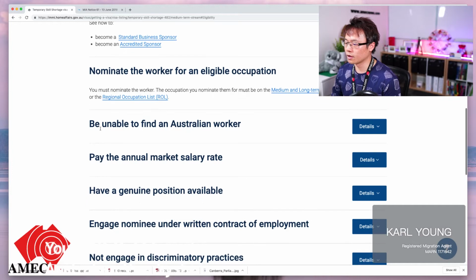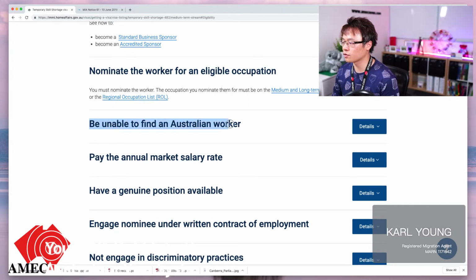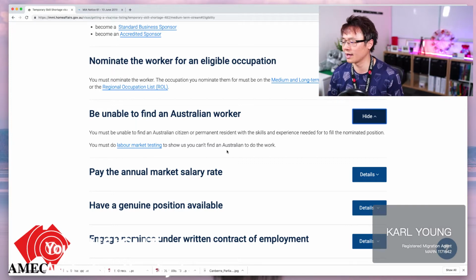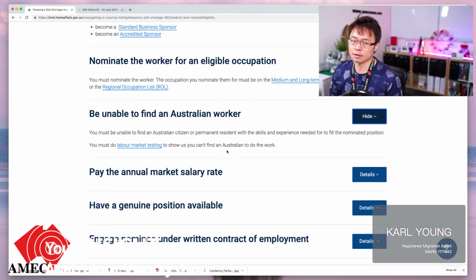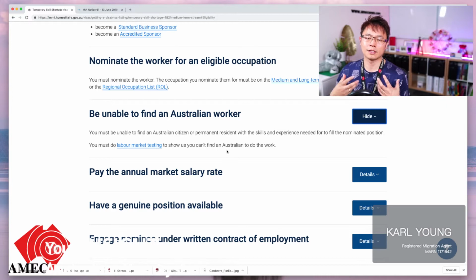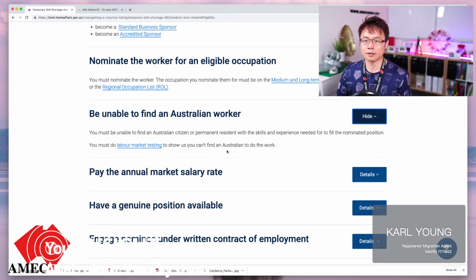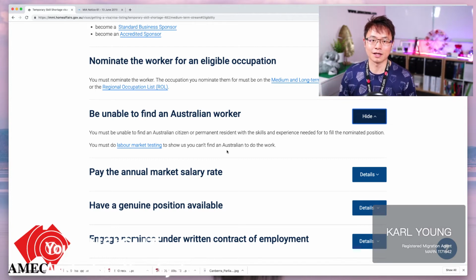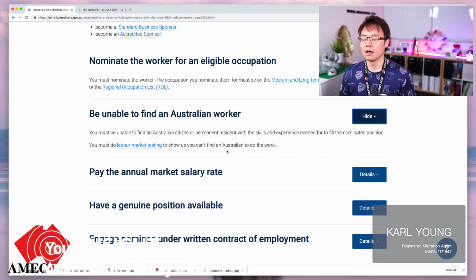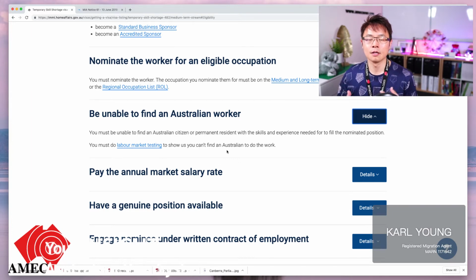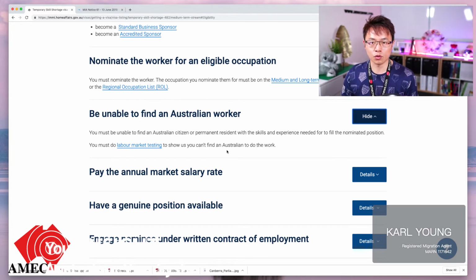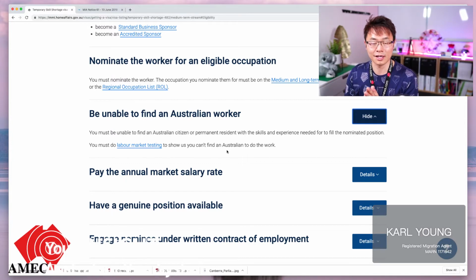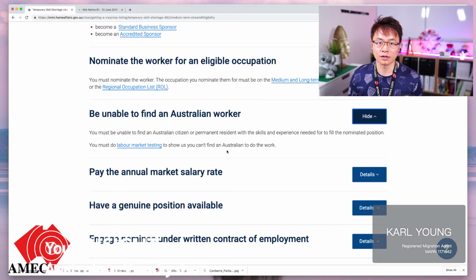Now, the third one says be unable to find Australian workers. So how do you do that? You're required to demonstrate a labour market test, meaning that you're required to put up job ads. A paid job ad is required. It cannot just be a Gumtree free job ad. It has to be a paid job ad, and you have to show the recruitment efforts by providing all the resumes or CVs you have collected and the interview procedures.